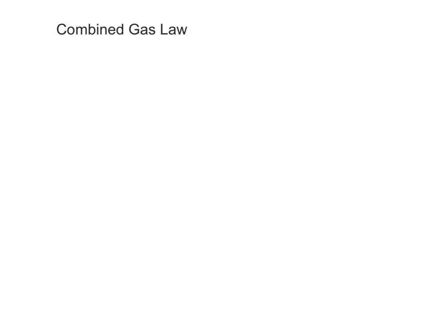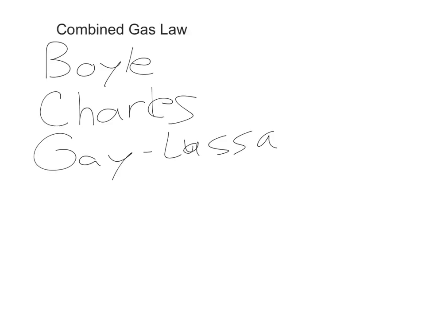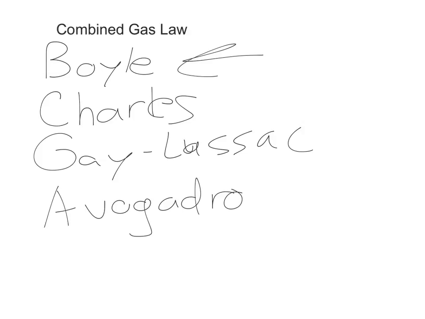So we have these four famous chemists: Robert Boyle, Charles, I'm going to forget his first name, Joseph Louis Gay-Lussac. Actually, I don't think that's an O, I think it's a U. And of course our friend Avogadro. All four of these men did very big work in the field of gases. So let's take them individually. We'll start with Robert Boyle.